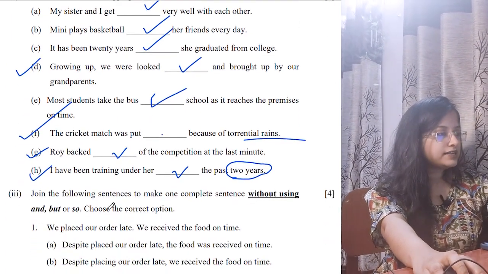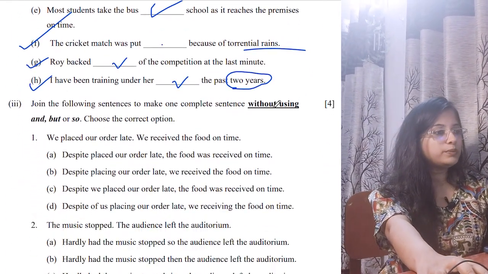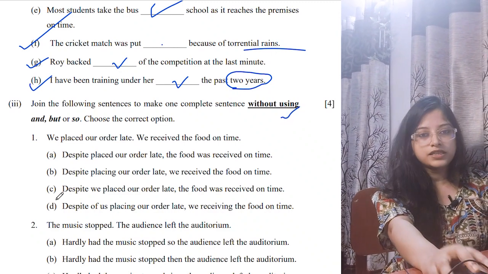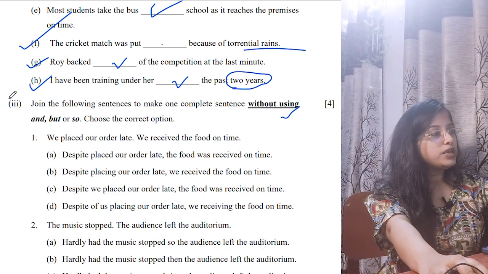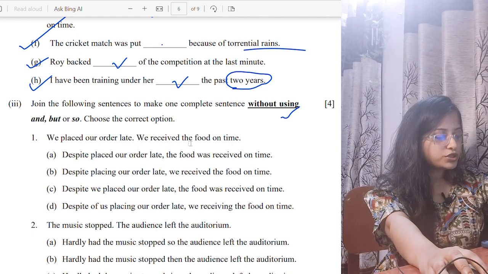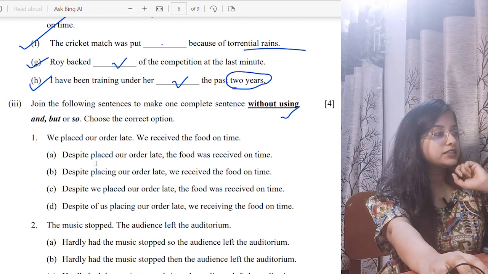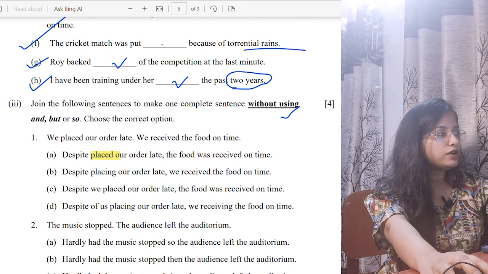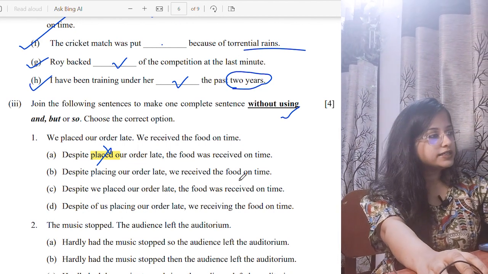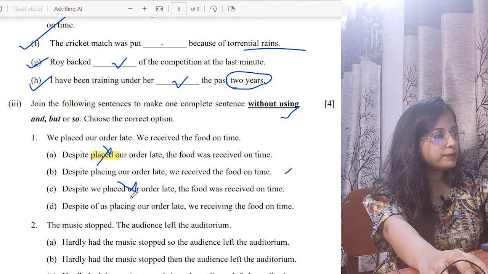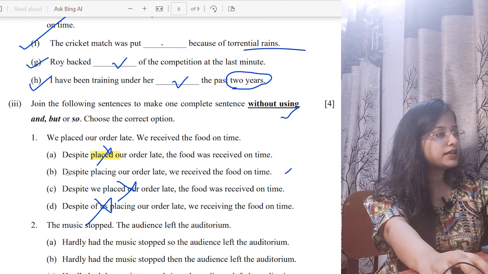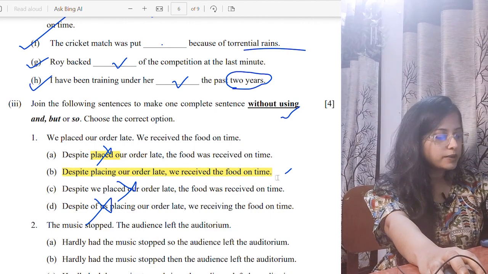Next, we will move to the joining sentences. Join the following sentences to make one complete sentence without using and, but or so, right? So first one, this is all MCQ, so this will be easier for you to answer. We placed our order late. We received the food on time. So according to the options, which one do you think would be correct? Despite placed, this is incorrect, right? Find out why these sentences are incorrect. Despite, we cannot use ed. So despite placing could be correct. Despite we placed is incorrect. Despite is never used with off. So the only option that seems to be correct over here is option number B.